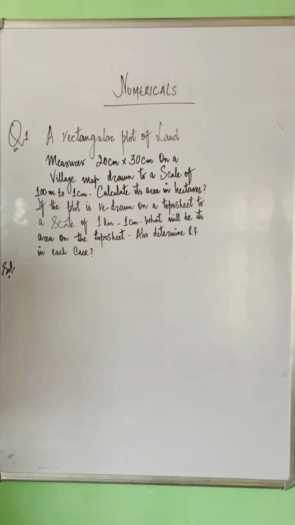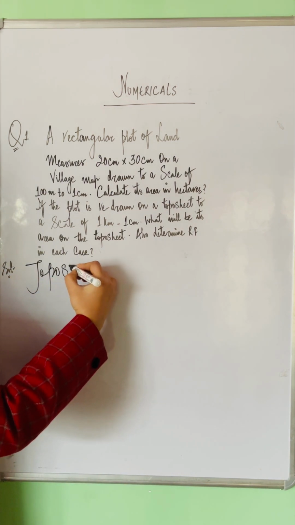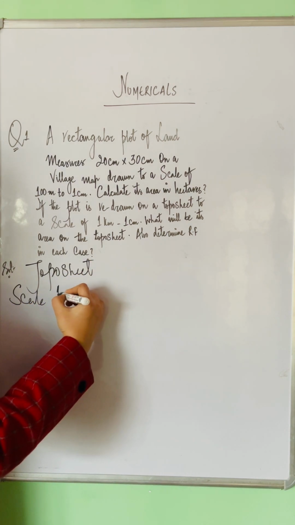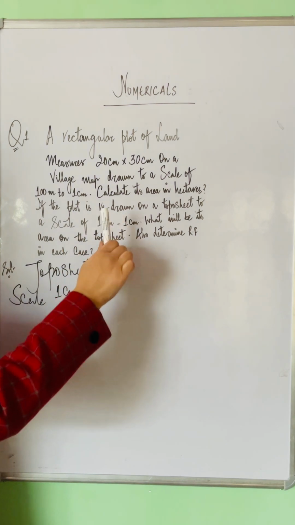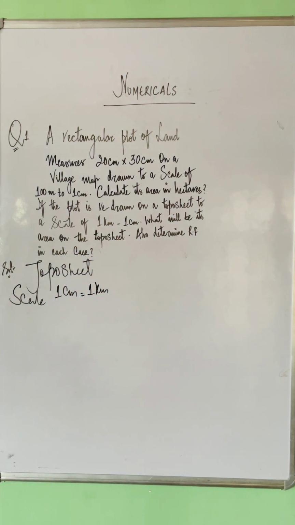Now we'll take this topo sheet. And what is the scale? 1 centimeter is equal to 1 kilometer. That means every 1 centimeter on the map represents 1 kilometer on the ground. So what will be the RF?